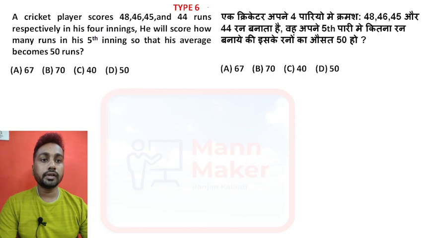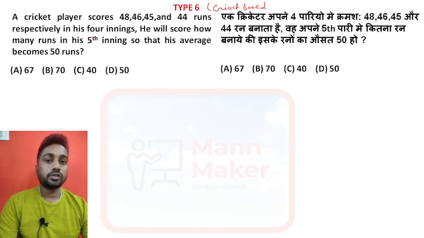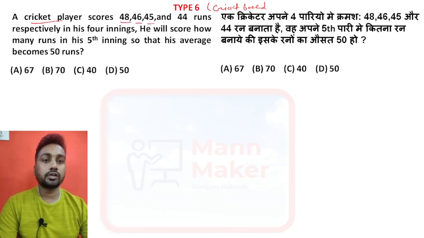Now coming to type 6. In type 6 the type name is cricket based. Cricket based questions, inning based questions, score based questions you will find in this type. So the question is: a cricket player scores 48, 46, 45 and 44 runs respectively in his 4 innings. How many runs must he score in his 5th inning so that his average becomes 50 runs?